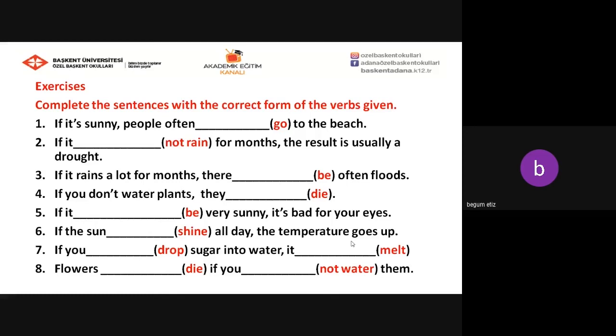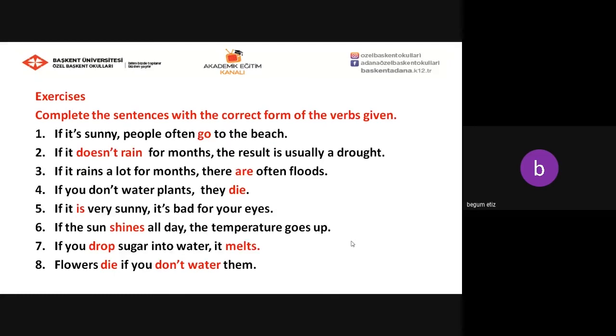Okay, let's answer them together. Let's start with the first one. If it's sunny, people often go to the beach. If it doesn't rain for months, the result is usually a drought. If it rains a lot for months, there are often floods. If you don't water plants, they die.